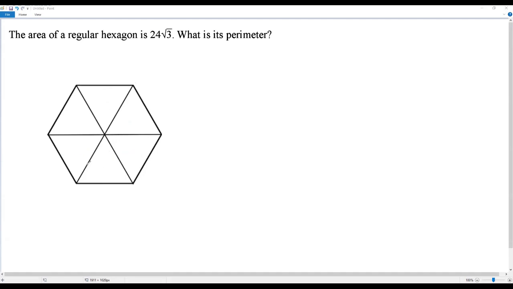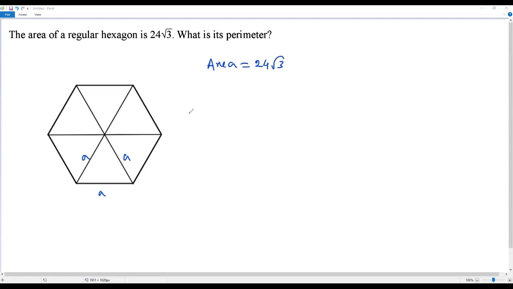If I assume the length of this side is a, and the length of this side is also a, this side is also a, because each one is an equilateral triangle. Okay, now let's consider this information. The area of a regular hexagon is 24 times square root of 3. So the given area is 24 times square root of 3. That is the area of the regular hexagon.